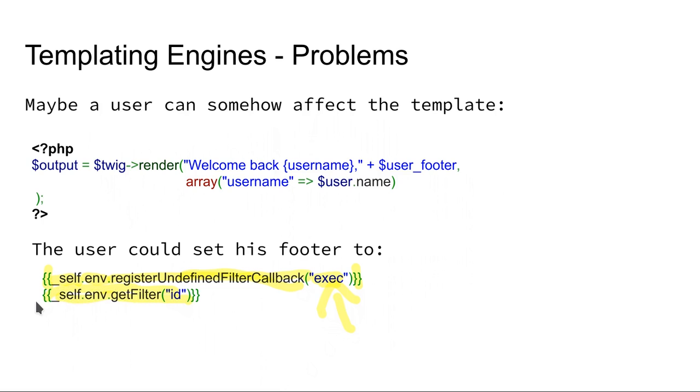In the same way, get filter ID. Now the filter ID doesn't exist, and what does Twig do? Well, it calls the filter callback with the parameter. The parameter is the name of the filter that was used that doesn't exist. So server side, what is done is exec ID. In this way we can execute arbitrary code on the server again.